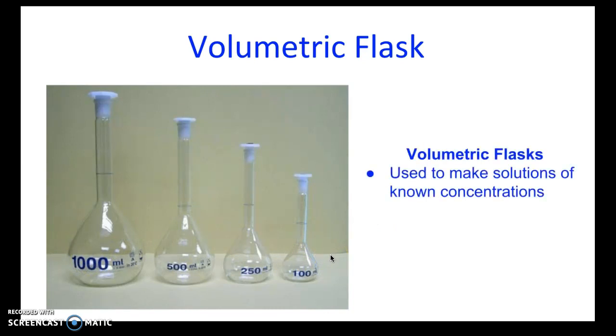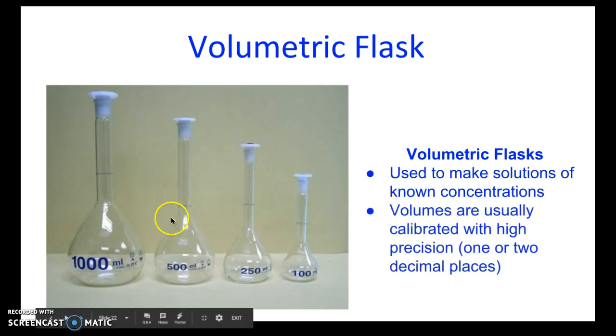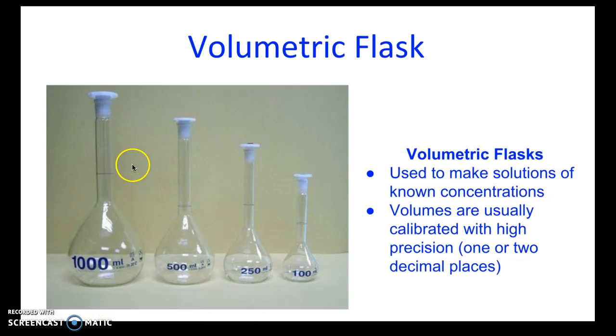So volumetric flasks are used to make solutions of a known concentration. For example, if you wanted to make a 3.7 molar solution of sodium chloride, you would use a volumetric flask. And these tools are very precise, so they're usually calibrated with high precision, and that could be like 1 or 2 decimal places.